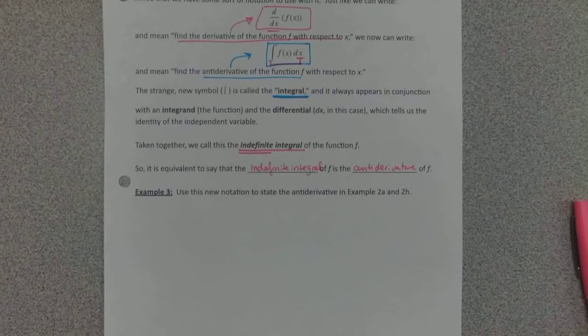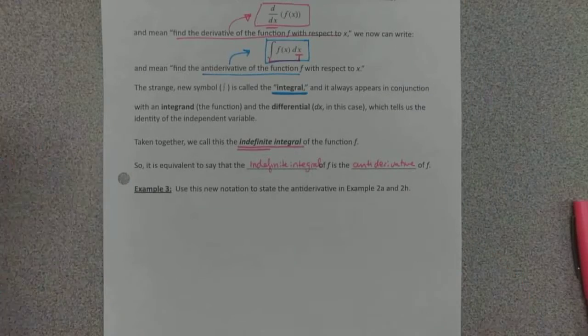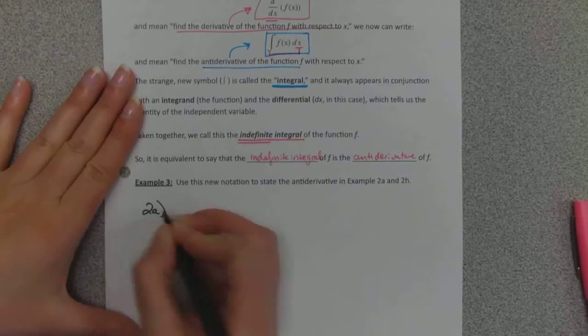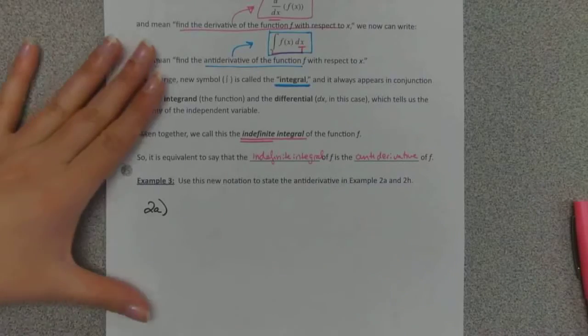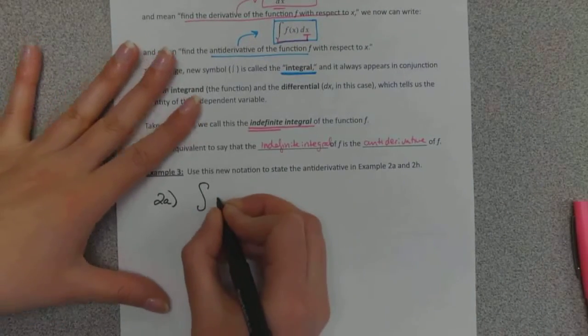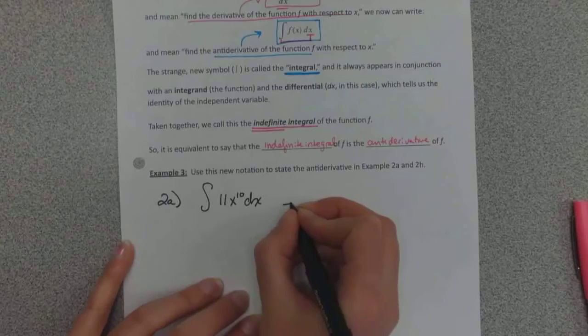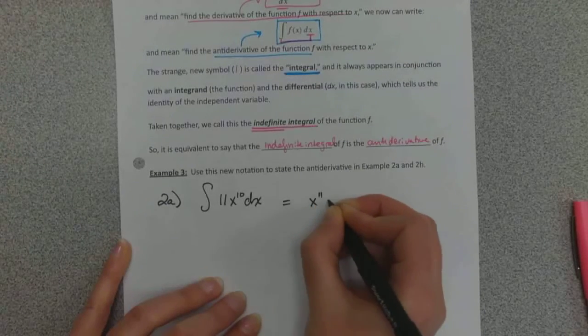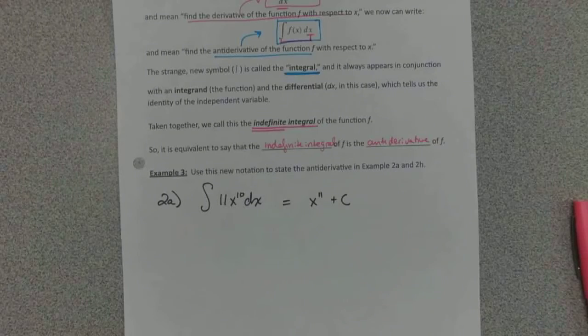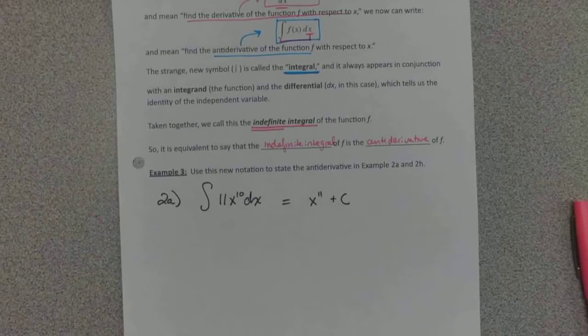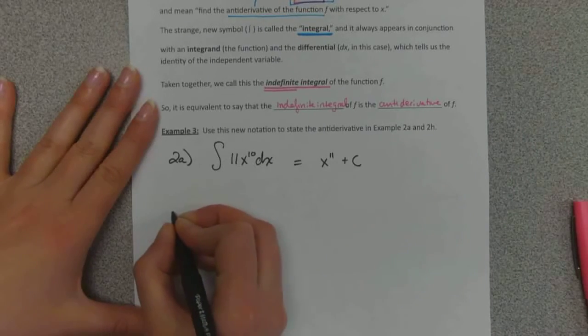So use this new notation to state the antiderivative from examples 2a and 2h on the previous page. Okay? So on the previous page, 2a gave us g of x equals 11x to the 10th. So in our new notation, instead of saying g of x equals this, find the antiderivative function, we would just say do the integral of 11x to the 10th dx. And so you would do that integral, and you would get x to the 11th plus c. So it's a different notation, a way of saying the same thing, but instead of having to name the function and then name the antiderivative function with a new letter, capital G, I can just use the integral command to say do it and do it. Okay? So just checking out the new notation.